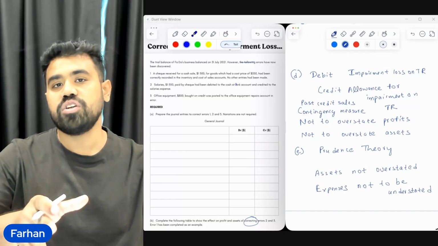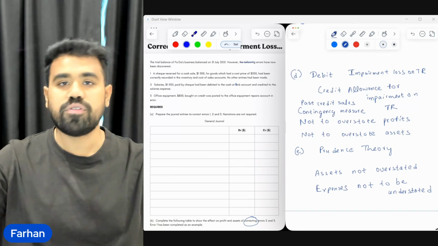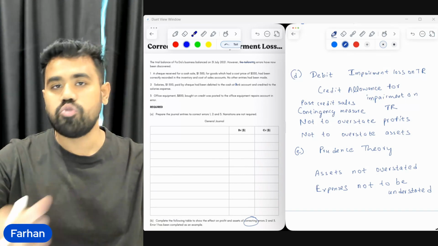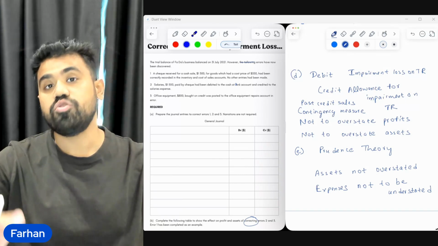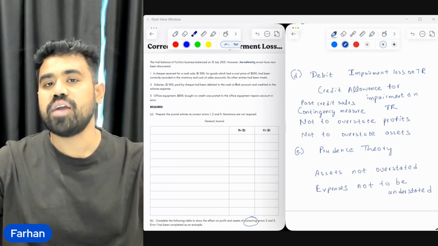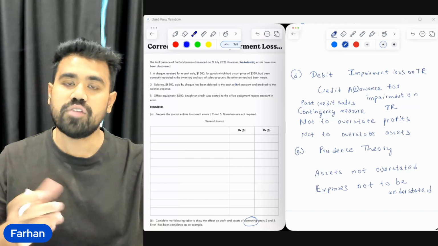So you can see the question on the left-hand side of your screen, and then you can also see the workings on the right-hand side. So I'll go through all of them step by step. What I need you to do now is focus and follow through for an excellent understanding. With that being said, let's begin.